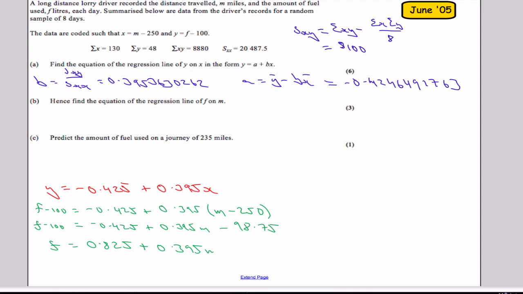0.395 times m. And then the last part of this question is: predict the amount of fuel used on a journey of 235 miles. So f equals 0.825 plus 0.395 multiplied by the number of miles, 235. Out with the calculator.